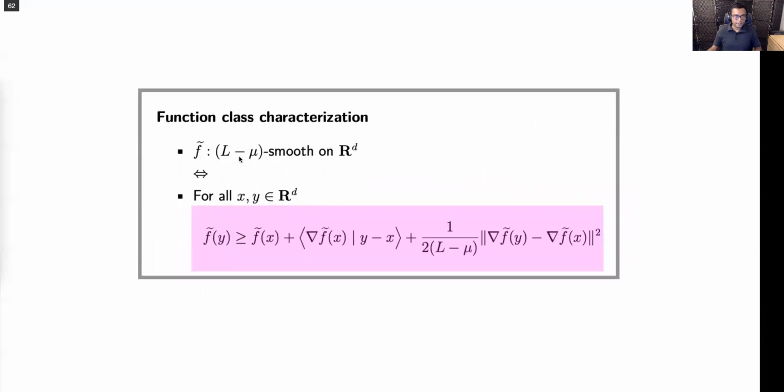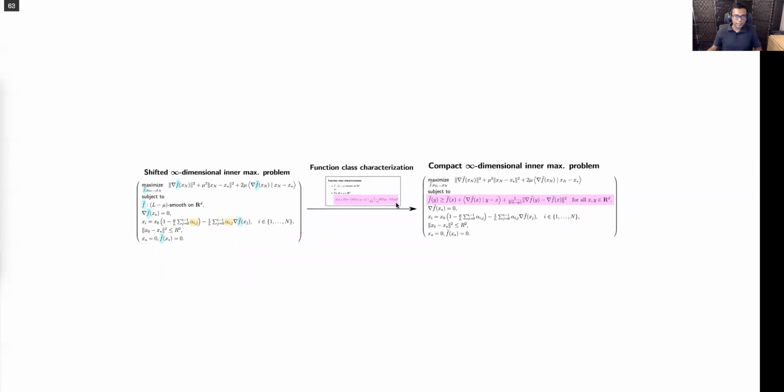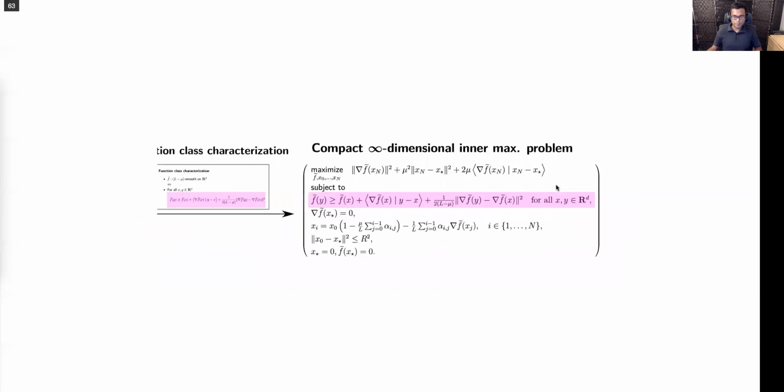So f tilde is L minus mu smooth on R^d. What does it mean? It means that for all x, y in R^d, it is going to satisfy the following inequality. And in fact, it turns out this f tilde, which is the L minus mu smooth function class, is completely characterized by this. So this is an if and only if. Okay, so once we have applied this, we have this compact infinite dimensional inner max problem.